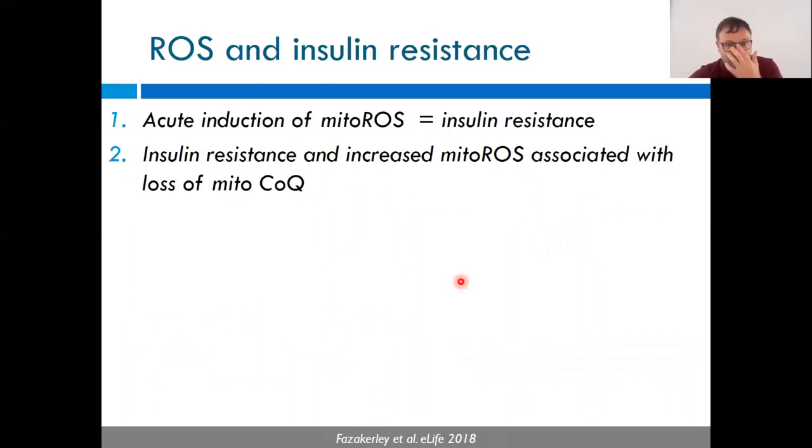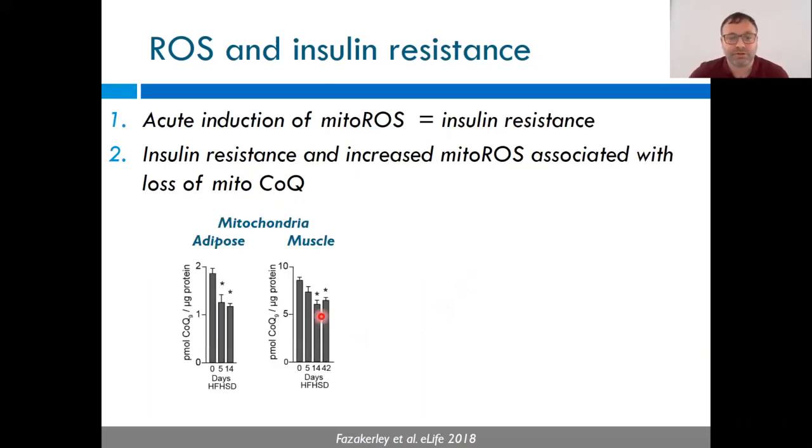The second part of this story that I wanted to mention was that we performed another study that associated insulin resistance and increased mitochondrial oxidants with loss of mitochondrial coenzyme Q. Coenzyme Q is an electron carrier within the electron transport chain, but also an antioxidant. What we found was that in adipose tissue and muscle, if we isolated mitochondria, the amount of coenzyme Q within mitochondria was decreased. And this occurred after a relatively acute high-fat diet feeding regimen.